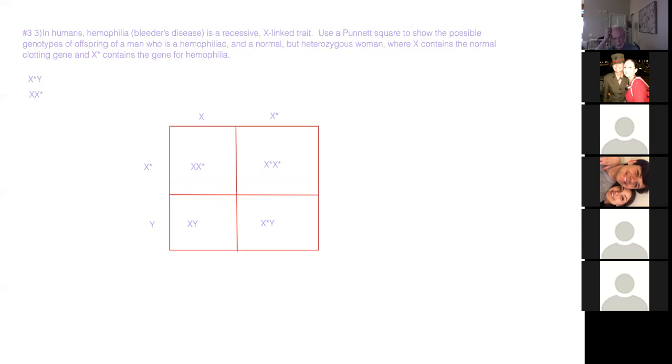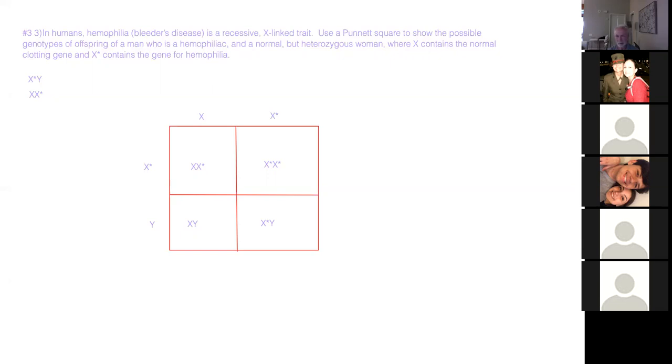Scott, just the fourth one. Should he have it or just carry it? In the fourth one, no, he has it because he has no other X chromosome to mask the symptom.